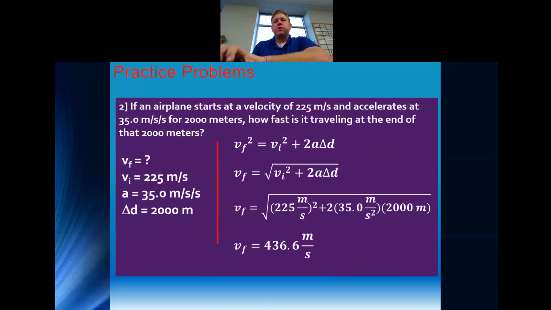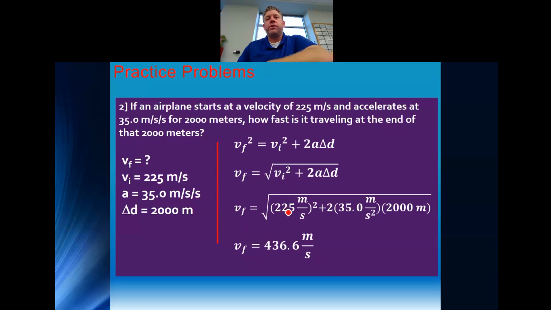All right, question number 2. If an airplane starts at a velocity of this and accelerates at 35 meters per second for 2,000 meters, how fast is it traveling at the end of that 2,000 meters? Well, again here, we want the final velocity. We know it starts here and accelerates. So that's our initial, that's our acceleration, all right? And we know our distance here.